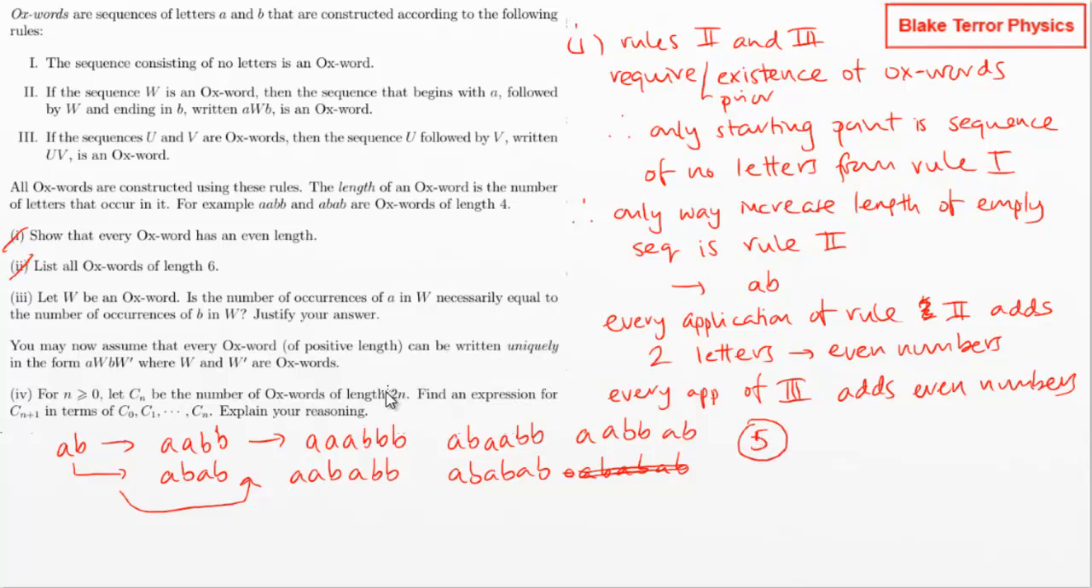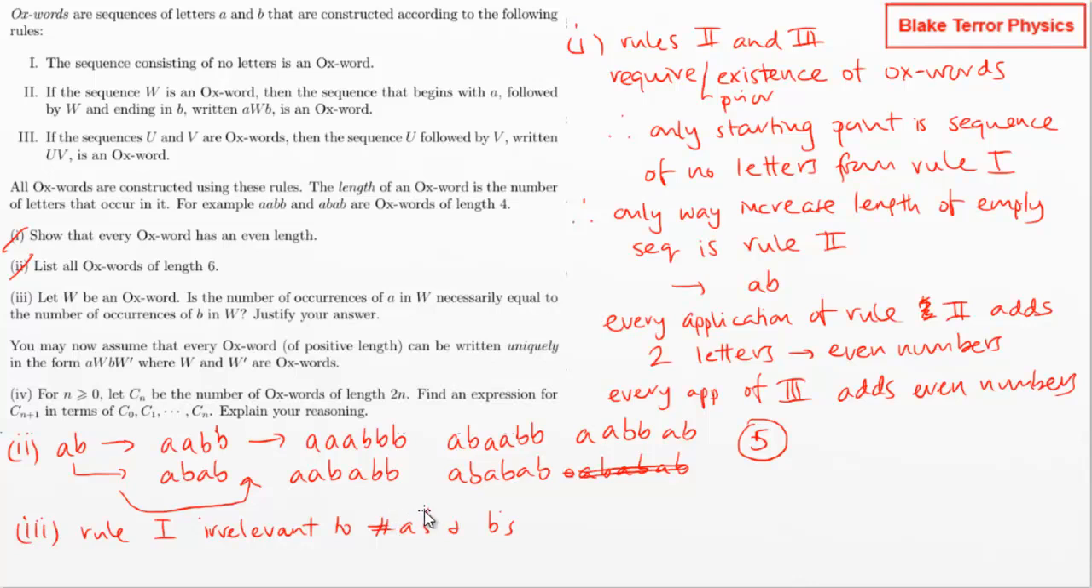Okay. So far, so good. Part 3, let W be an Oxword. Is the number of occurrences of A in W necessarily equal to the number of occurrences of B in W? Justify your answer. Okay, so we're always going to get the same number of A's and B's. All right, so rule 1 has got nothing to do with this because that's just telling us about a blank one. So let's go through as we're doing these. Rule 1 is irrelevant to the number of A's and B's.